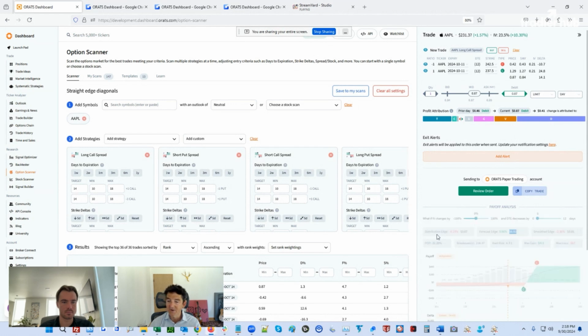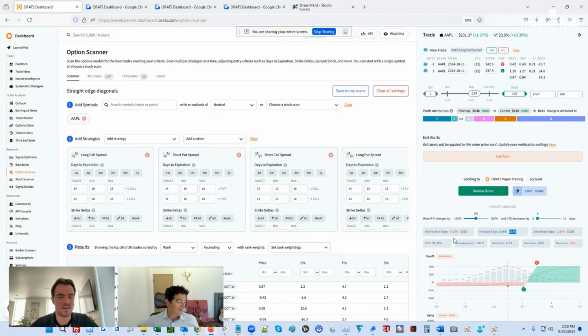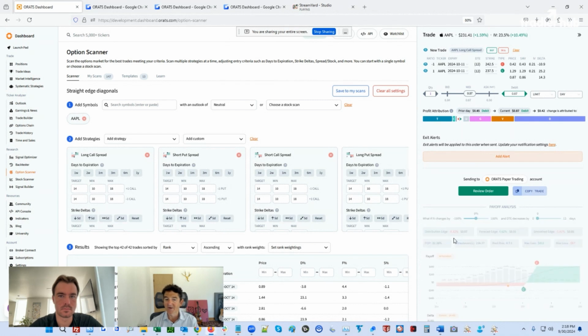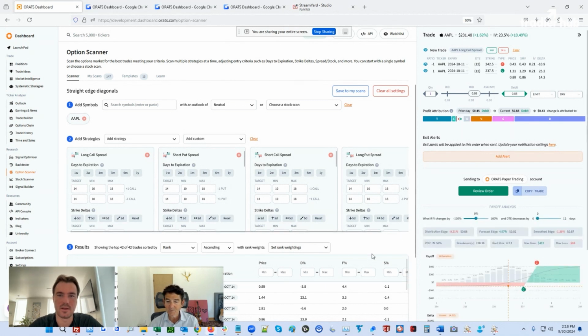So those are the three types of edges. Right. Tyler, these are just one of many things that give us a lot of differentiation and edge in the market. But those are important theoretical values, Tyler. Yeah, it's a great way to trade. I mean, ORATS is built for traders. It's a great way to scan for options and to see where ORATS is valuing it versus where perhaps you're valuing it or where the market's valuing it at.